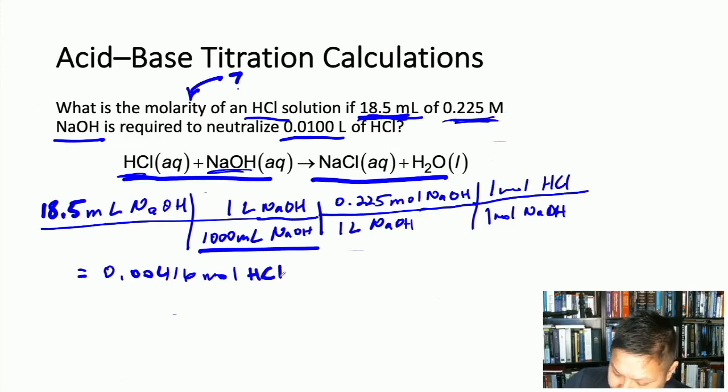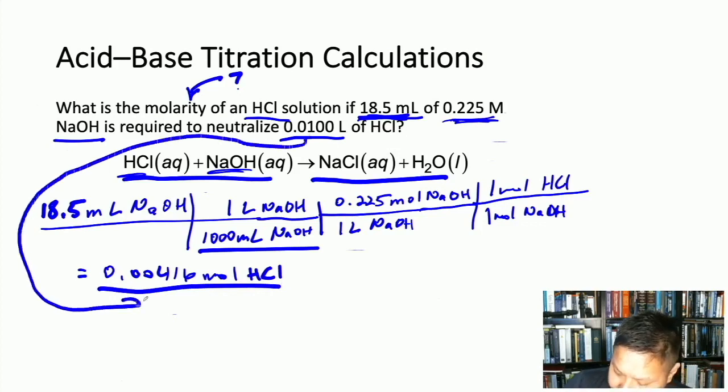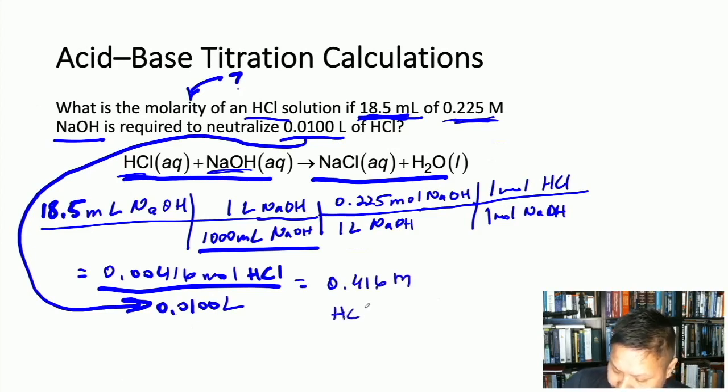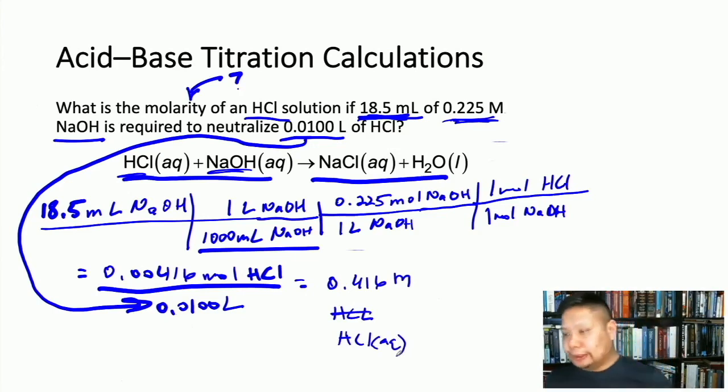So what was the concentration? Well, we need to divide that by its volume to get its molarity. And luckily for us, it's already in liters, 0.0100 liters. And that gives us a concentration of 0.416 molar HCl. Oops, that's wrong. And that's how we can use titration to figure out what the concentration is of an unknown acid.